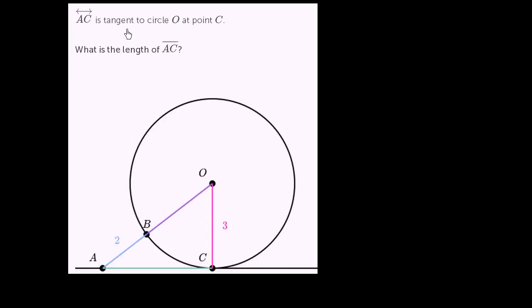Line AC is tangent to circle O at point C. So this is line AC tangent to circle O at point C. What is the length of segment AC? What is this distance right over here between point A and point C?